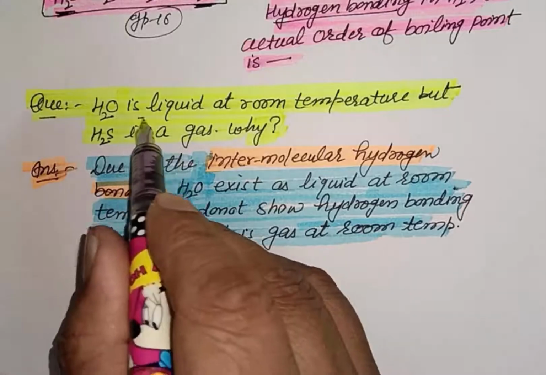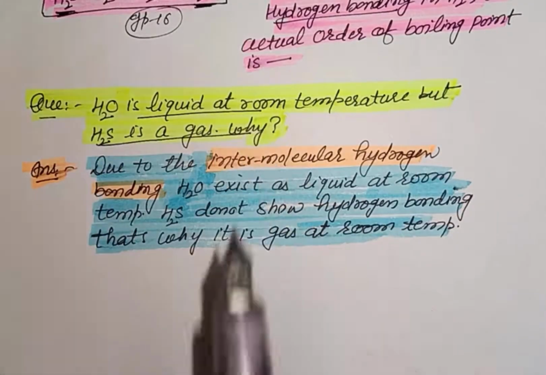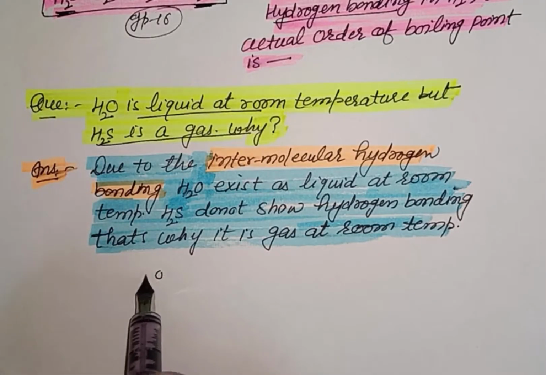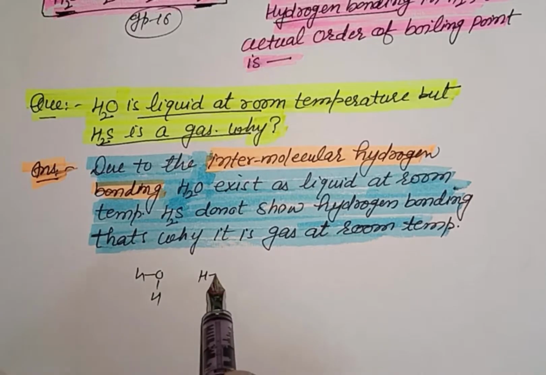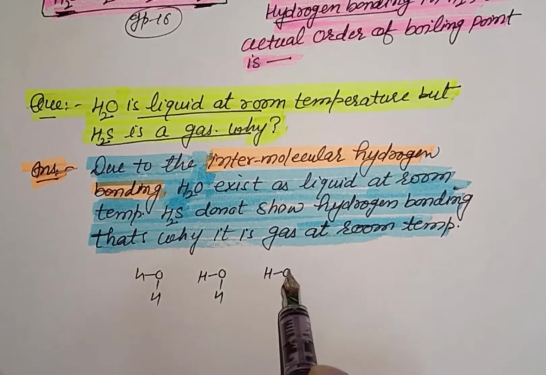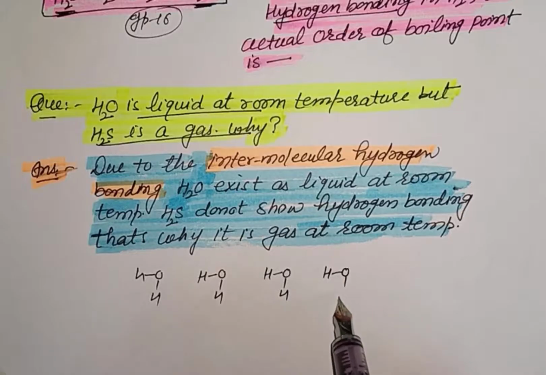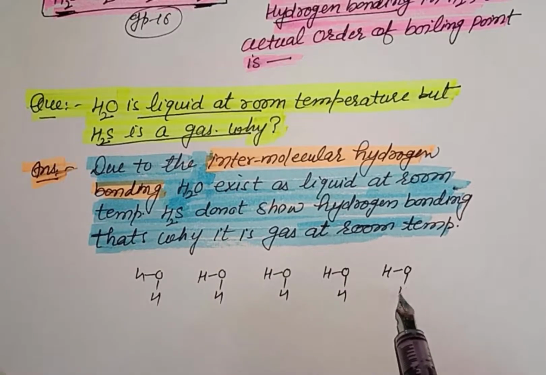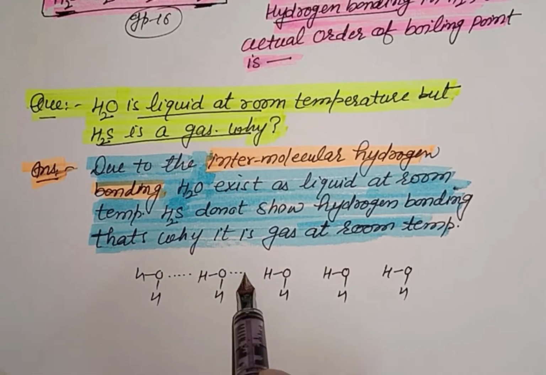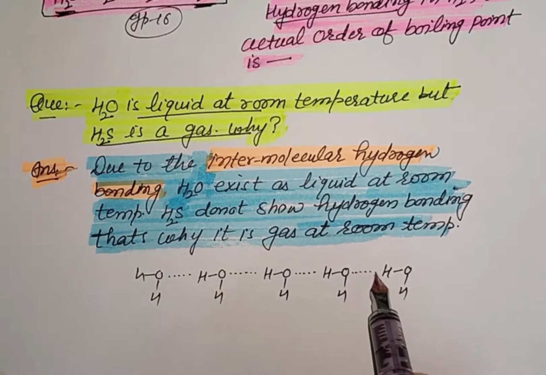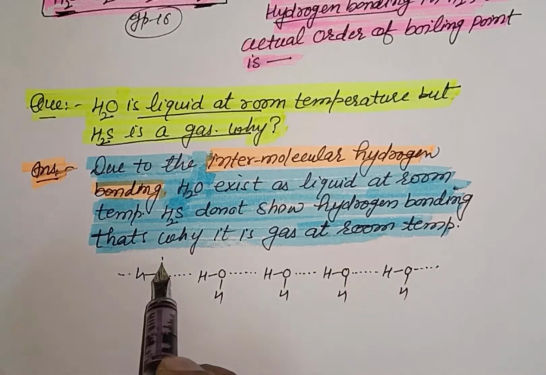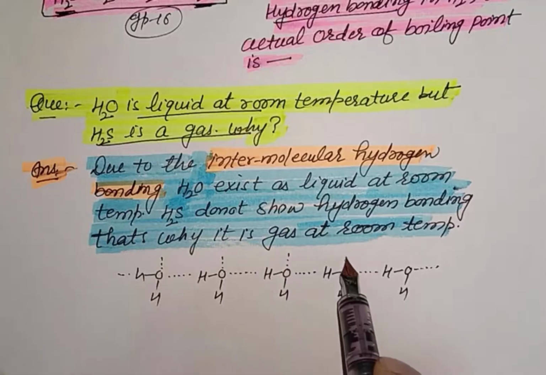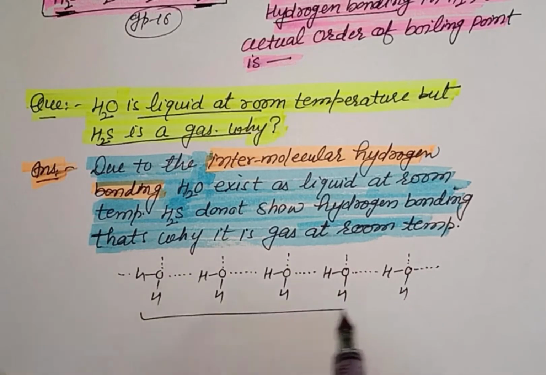Water is a liquid at room temperature, but H2S is a gas. Why? In the case of water, there is intermolecular hydrogen bonding. Due to this, the water molecules remain associated with each other. That's why water exists as a liquid at room temperature. In the case of H2S, hydrogen sulfide, hydrogen bonding does not exist, due to which it exists as a gas at room temperature.